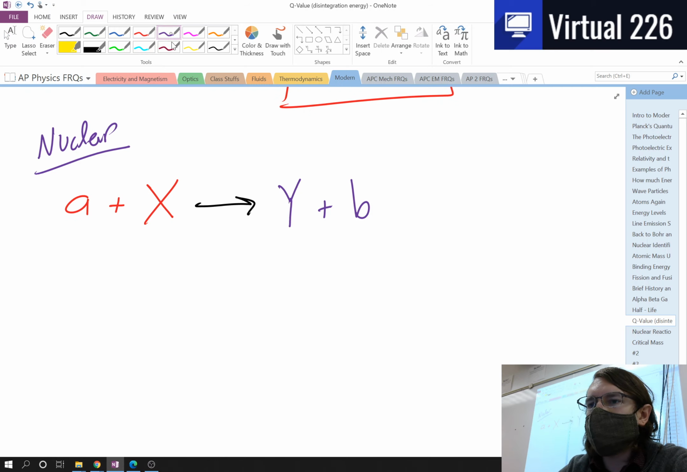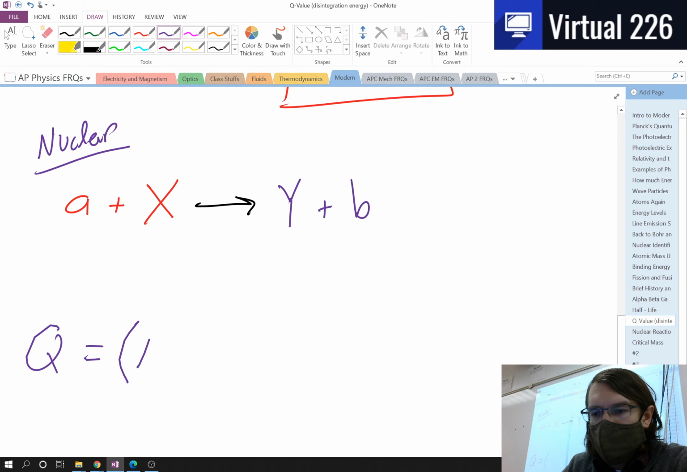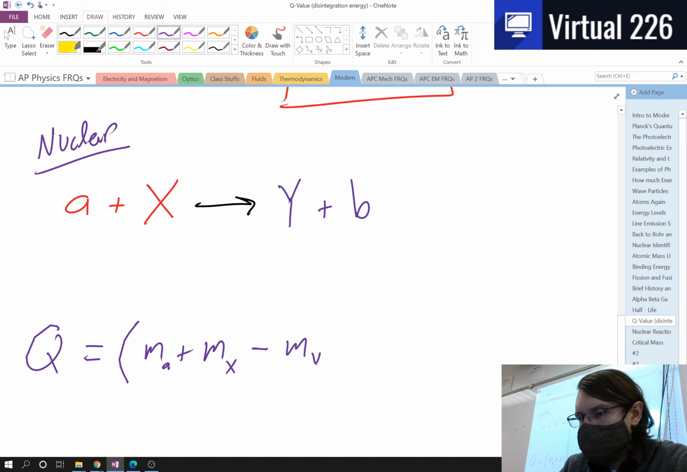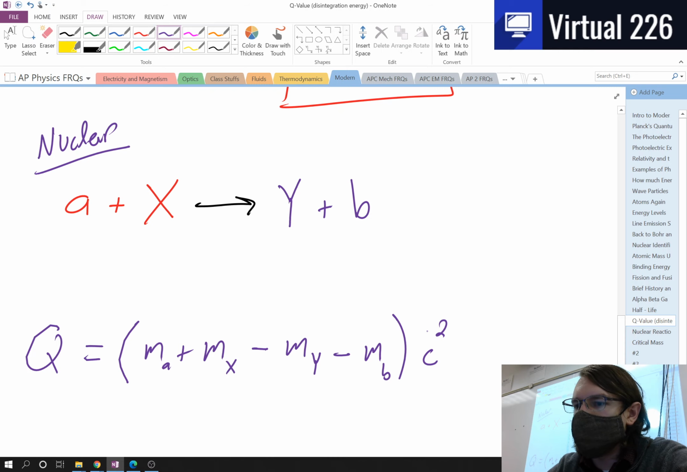What we're going to have is, once again, our Q factor, our Q value here. This is going to equal the mass of A plus the mass of X minus the mass of Y minus the mass of B, times c squared. This is really just the same idea we had before. These here, A and X, are our parents, and then we subtract the daughters. It's the same general idea.